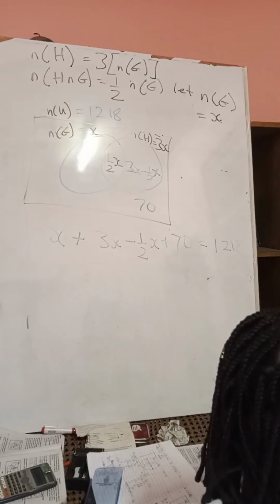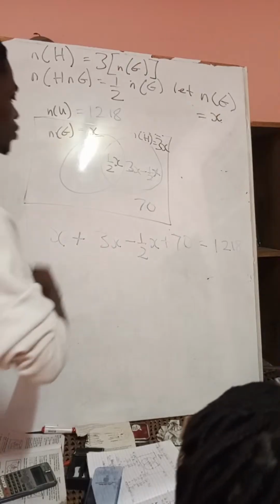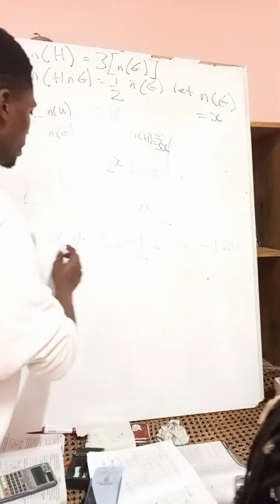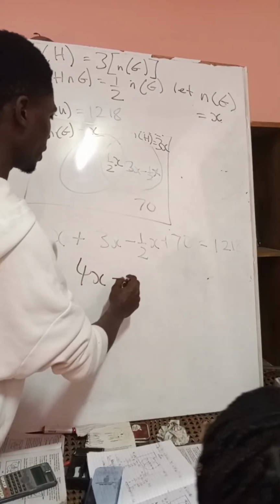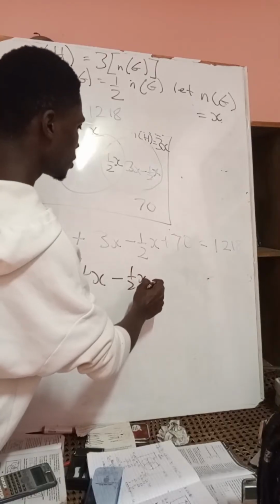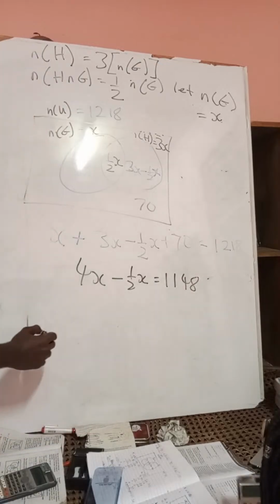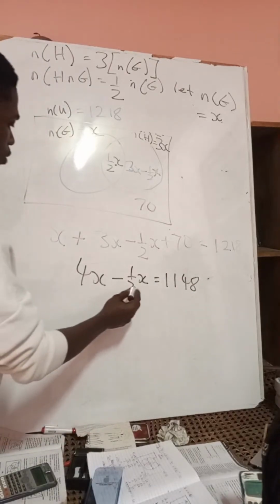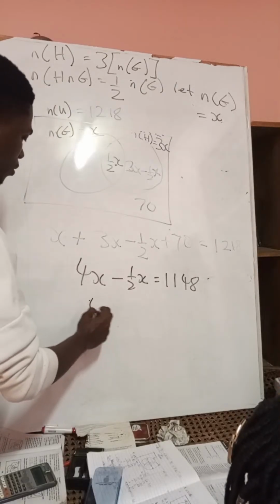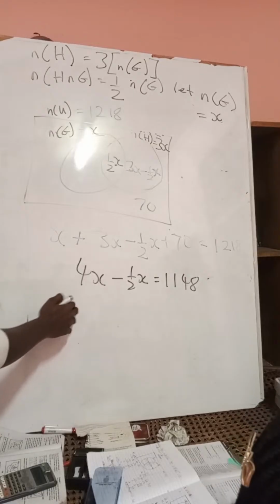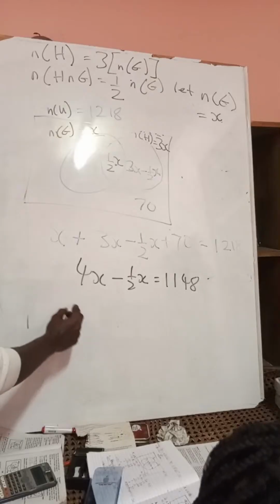1148. So when you deduct something, this one will come here, 1148. Let's simplify this one. This one will be 4x minus half x equals 1148, right? Now after that, you have to simplify this one by multiplying by what? The denominator, 2. Fantastic. So you multiply 2 throughout.